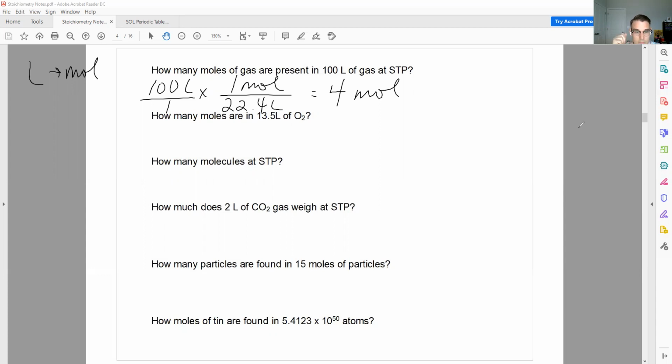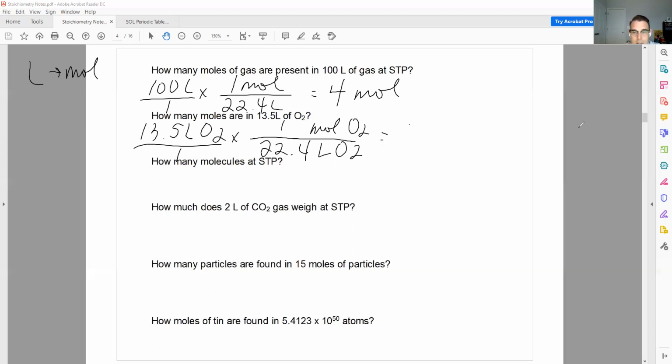Another question about volume. How many moles are in 13.5 liters of oxygen? So 13.5 liters of O2. We're going to put liters of oxygen on the bottom, moles of O2 on the top. Now, this question doesn't change just because I know what the compound is, because I'm still going from liters to moles, and that's always the same when we're at STP. 1 mole, 22.4 liters. You do the division, and you get 0.603 moles of oxygen. Again, 3 sig figs.